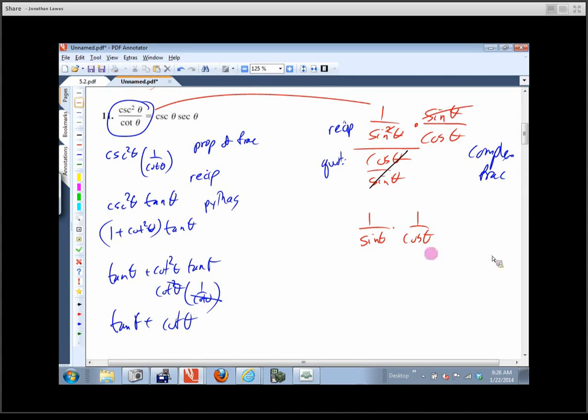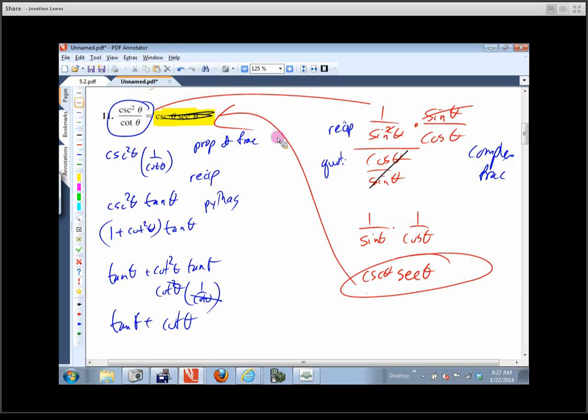And then take a look at what we've got and what we're trying to make it look like. We're trying to make it look like this guy right here. What is 1 over sine? Cosecant. And what is 1 over cosine? Secant. And then we've made it look like that side. Okay?